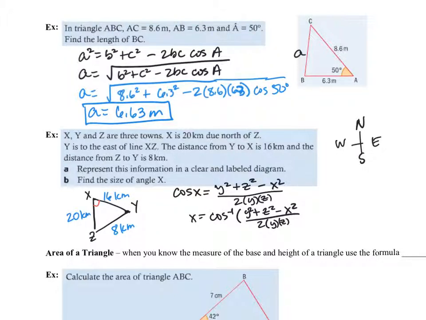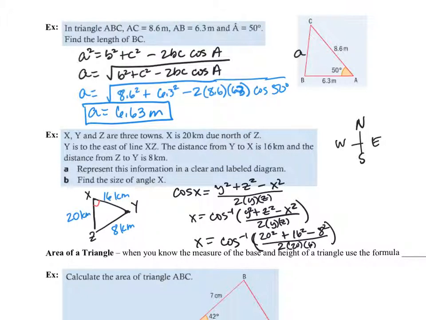Okay, so then let's go ahead and plug that information in to find our answer. We'll take cosine inverse of y squared, which is 20 squared, because that's the measure of the side opposite angle Y, plus z squared, which would be 16 squared, minus x squared, which is 18 squared, and that's all over 2 times y times z, so that would be 2 times 20 times 16.